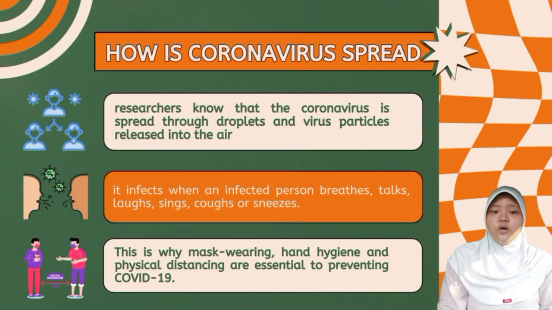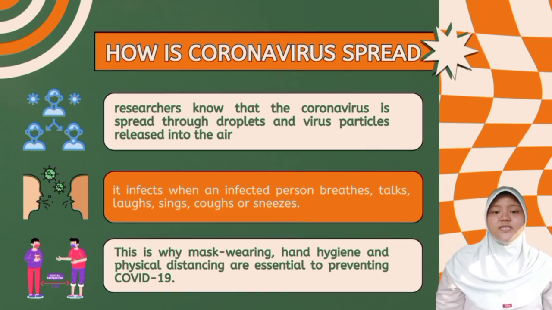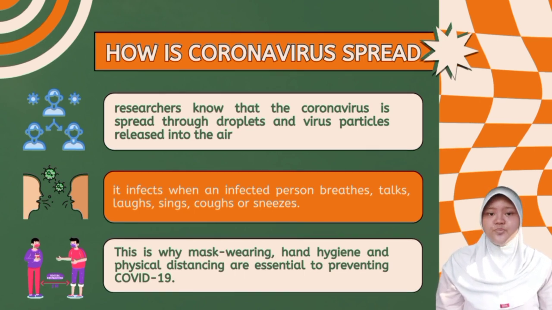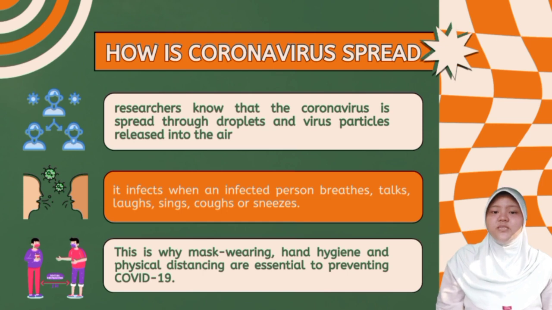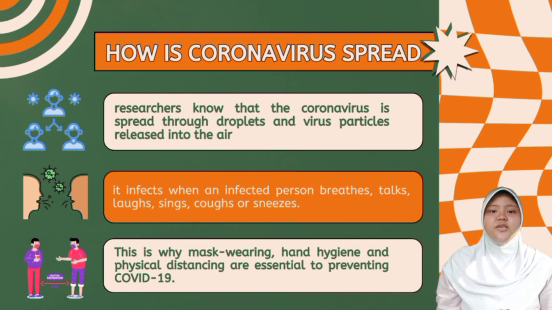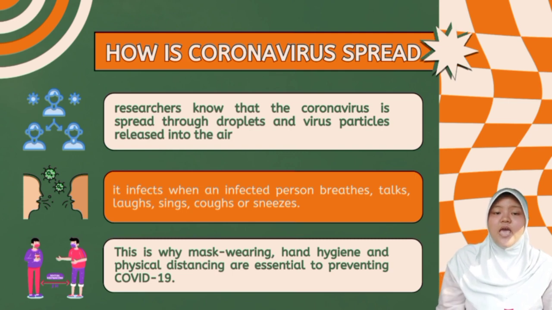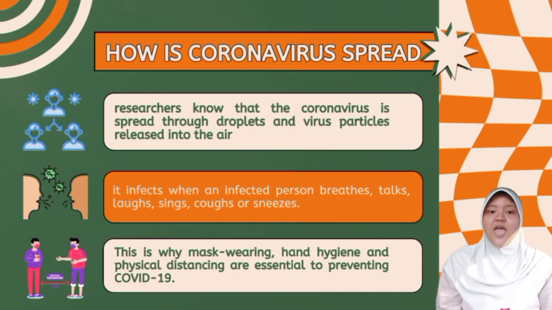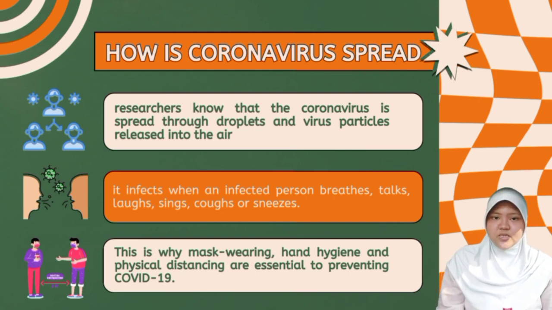Next, how does the coronavirus spread? As of now, researchers know that the coronavirus is spread through droplets and virus particles released into the air when an infected person breathes, talks, laughs, sings, coughs, or sneezes. Larger droplets may fall to the ground in a few seconds, but tiny infectious particles can linger in the air and accumulate in indoor places, especially where many people are gathered and there is poor ventilation. This is why mask wearing, hand hygiene, and physical distancing are essential to preventing COVID-19.